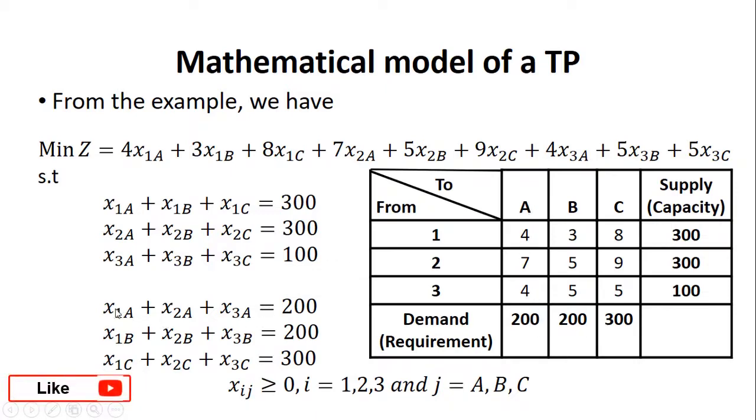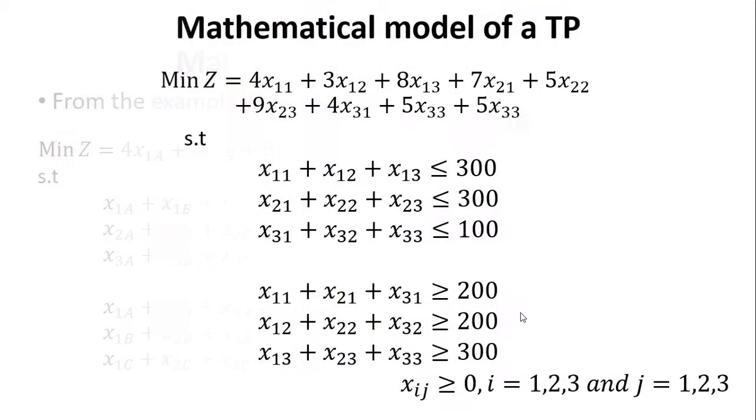That means quantity x1A plus x2A plus x3A, these quantities supplied to construction site A from each plant, should be greater than or equal to the actual demand of the construction site. So here we have the adjusted model, as I explained earlier. So we have these supply constraints and the demand constraints now.